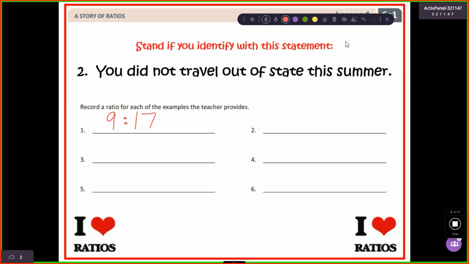You did not travel out of state this summer. Do we even have to raise our hand for that? No, think about, well, 9 did. What do I do with 17? Subtract 17 minus 9, and what do I get? 8 out of what? 17. Have you heard this language before? Yeah, with what? Yeah, with fractions, right? Okay, so again, ratios are.